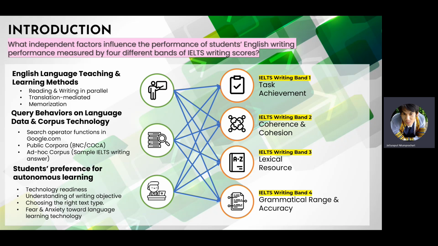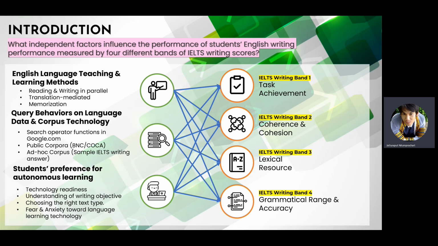The second one is the behavior of using language data or corpus technology as a whole. In one piece of literature, it said that Google is the largest corpus in the world. We don't have any argument about that, but it's just a large corpus, non-annotated, without any systematic review before making the database, just the query of Google.